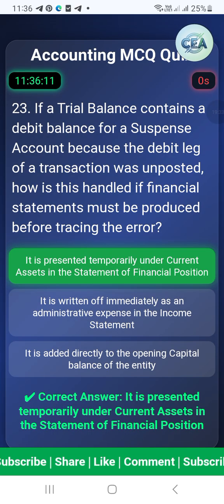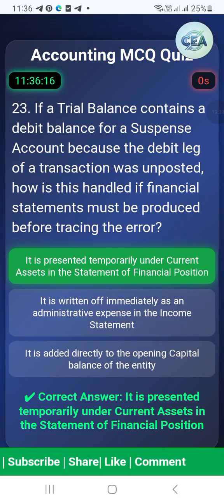Correct answer is it is presented temporarily under current assets in the statement of financial position.